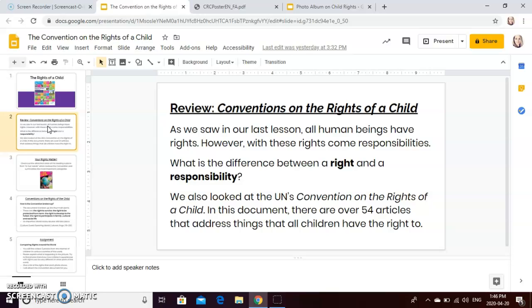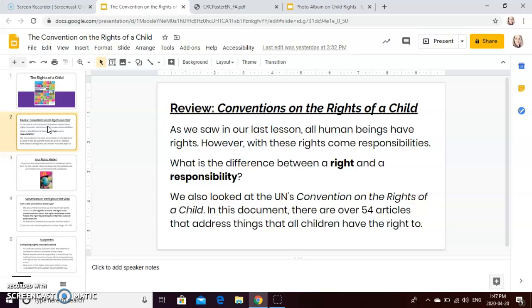However, as we also saw, with all rights come responsibilities. Responsibilities are things that you need to do because you have those rights. So we looked at a chart last week full of rights and responsibilities that we might see at school. So, for example, one of them I think was like you have the right to an education, but you have a responsibility not to interrupt anyone else's education or cause any disturbances. So that is the difference between a right and a responsibility.